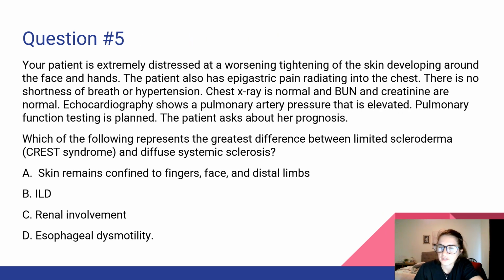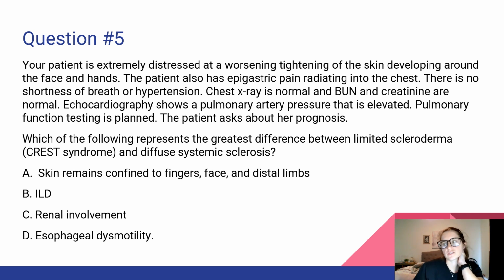Question 5 says your patient is extremely distressed at a worsening tightening of the skin developing around the face and hands. The patient also has epigastric pain radiating into the chest. There's no shortness of breath or hypertension. Chest x-ray is normal, and BUN and creatinine are normal. Echo shows a pulmonary artery pressure that's elevated. PFTs are planned. The patient asks about her prognosis.